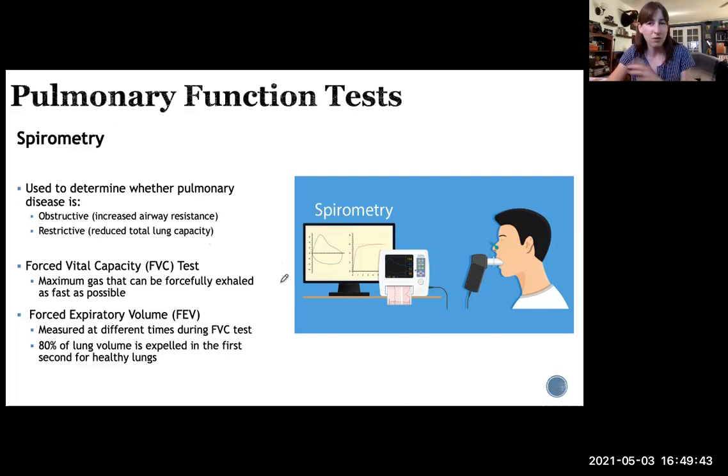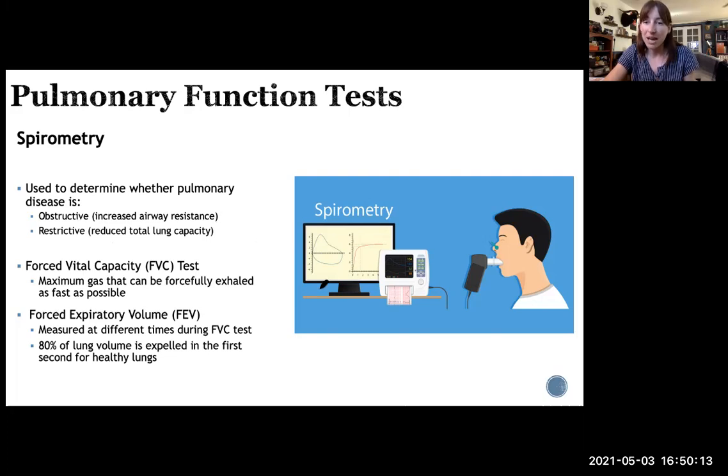You know you have some sort of pulmonary disease, something's not right. Is it obstructive or restrictive? Well, you have somebody blow into this device. The computer measures the forced vital capacity. So basically you're blowing as hard as you can, as fast as you can, to find out how much you can actually exhale. And if it's not very much, then you probably have a restrictive pulmonary disease.